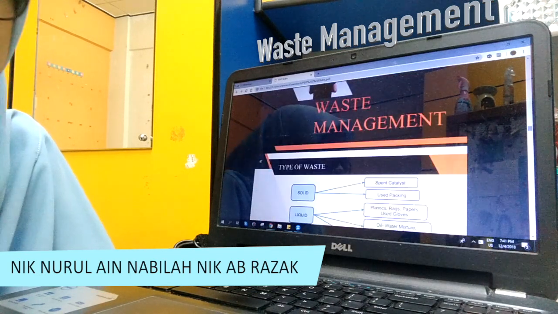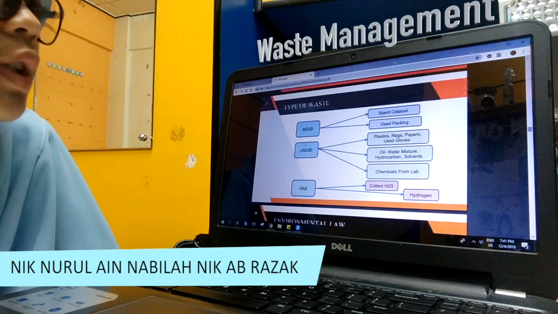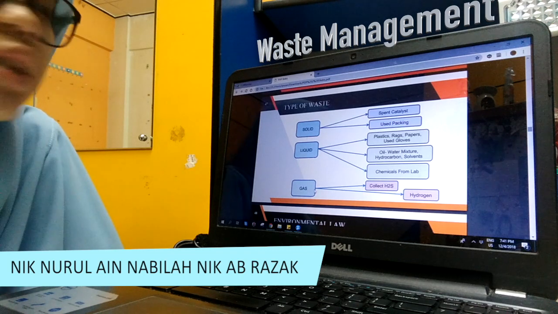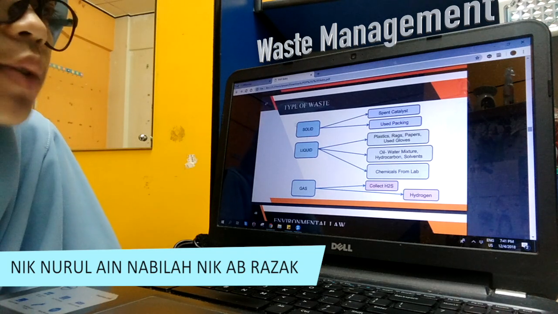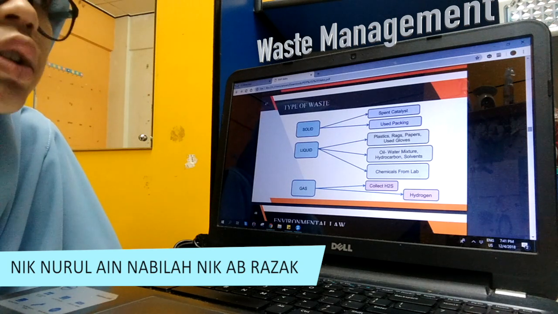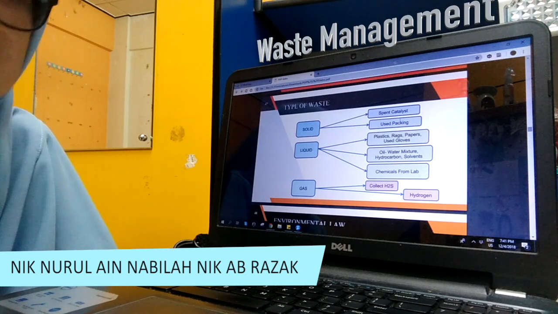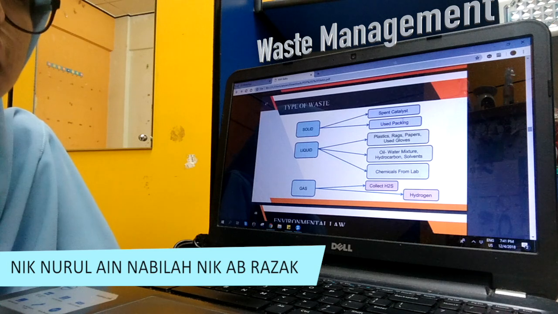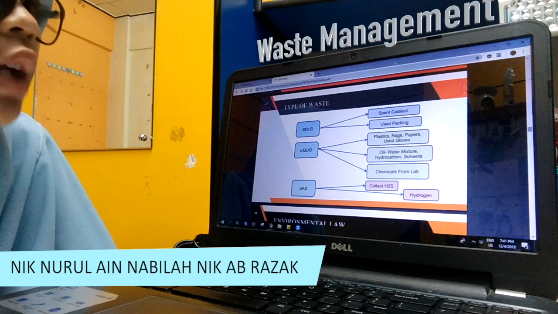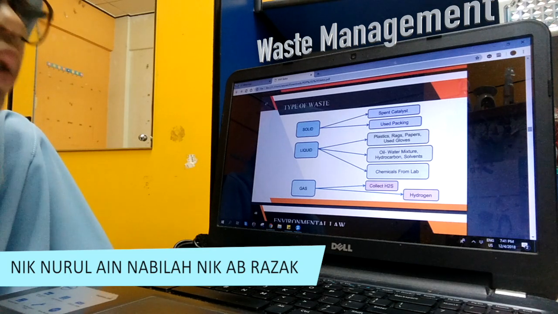So, this is the type of waste that is contained in our plant, which is first we divided into three: solid, liquid, and gas. For solid waste, we have spent catalyst, which is the catalyst that we had used, so we have to dispose of it properly. And then we have used packing, which is used in the amine absorber and the liquid extraction unit. And then we have plastic, rags and papers, and used gloves as our solid waste.